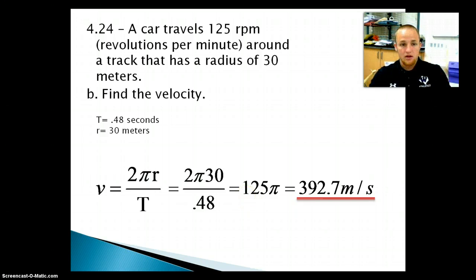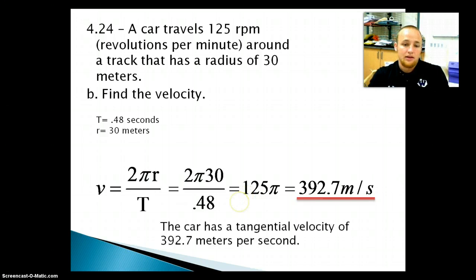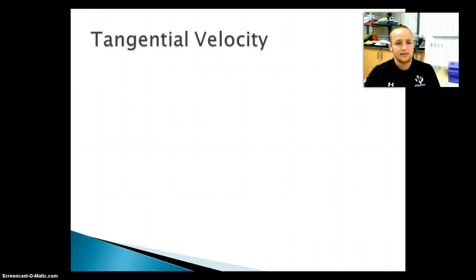So we have found our velocity. We would say that our car has a tangential velocity of 392.7 meters per second. And we'll get to what that really means on this next slide.